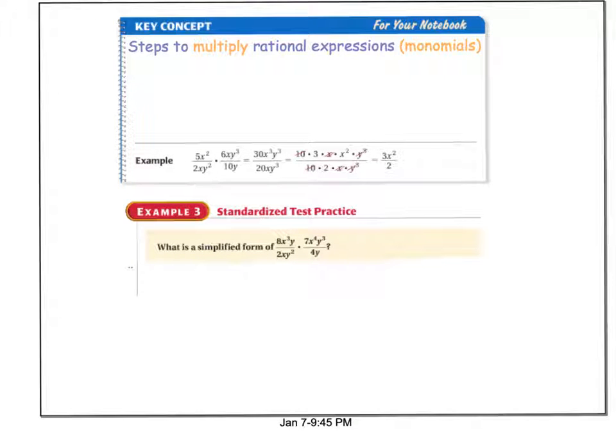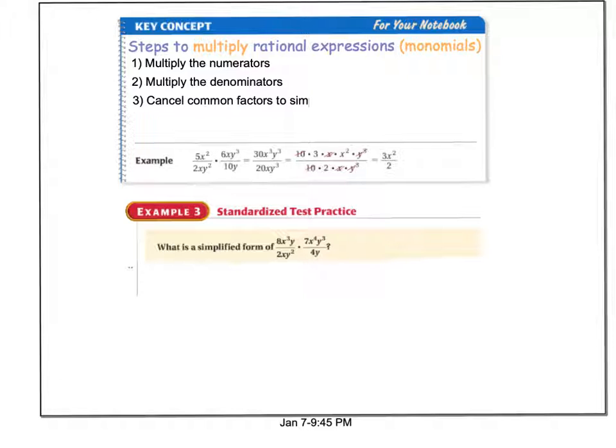Now that we know how to simplify rational expressions, we can multiply rational expressions. We'll start with multiplying rational expressions where we are multiplying monomials. Step 1 is to multiply the numerators. Step 2 is to multiply the denominators. Step 3 is to cancel common factors to simplify. Notice the example.